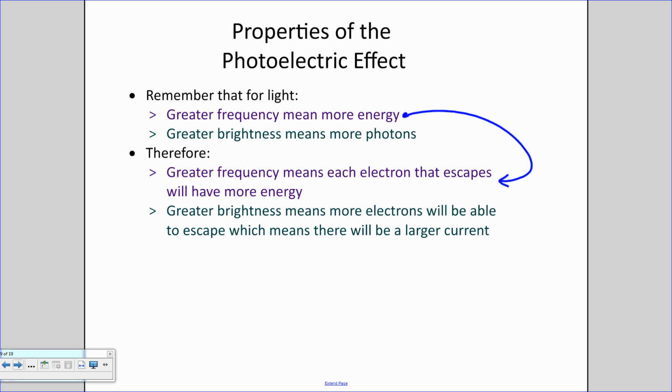Okay, but that's not necessarily going to affect, let's say, how bright the light is. The brightness means more photons. So not photons having more energy, but a greater number of them. So greater brightness means more electrons will be escaping. So you have a larger current. So, how fast something is moving means more energy. How many means more bright.